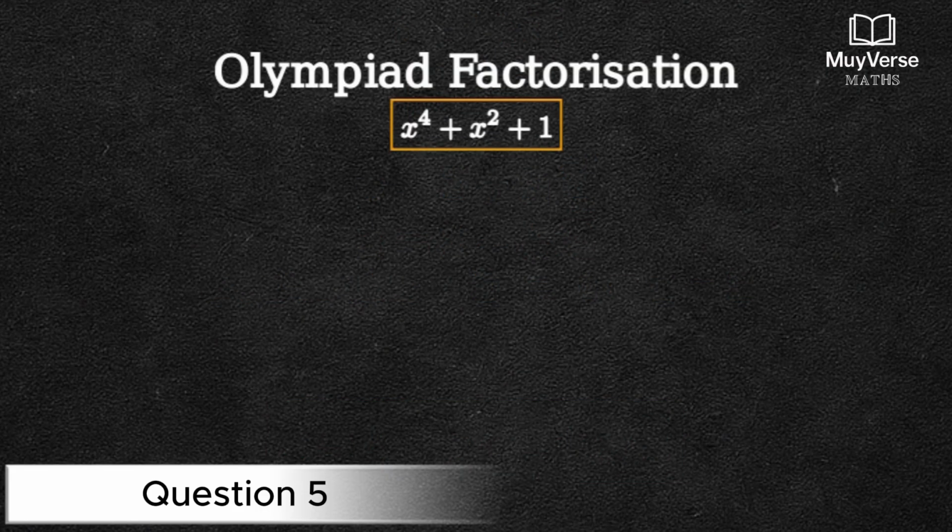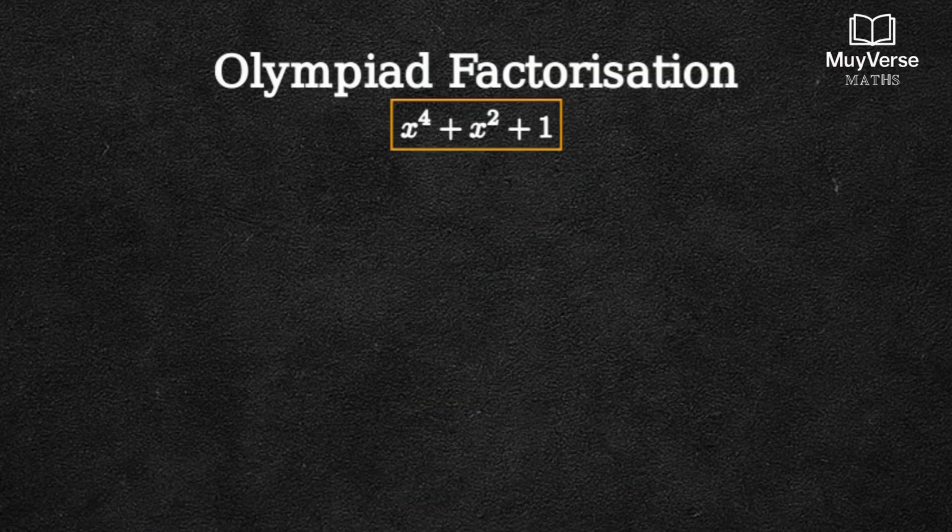Factor x to the fourth plus x squared plus 1, using a clean, visual, step-by-step method. Every line you see will match the narration exactly. Step 1. Recognize a hidden connection to x to the sixth minus 1.